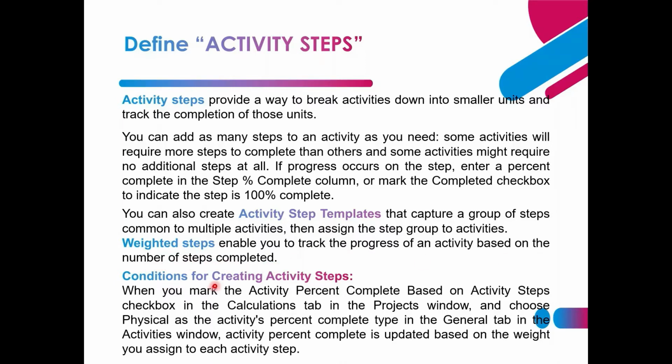What are all the conditions for creating activity steps? You need to go to the Projects window. In the Projects window, you need to mark the checkbox for activity percent complete based on activity steps in the Calculations tab, and choose Physical as the activity percent complete type in the General tab. Whatever you update in the activity steps you have created will be updated to the activities in the Activities window.